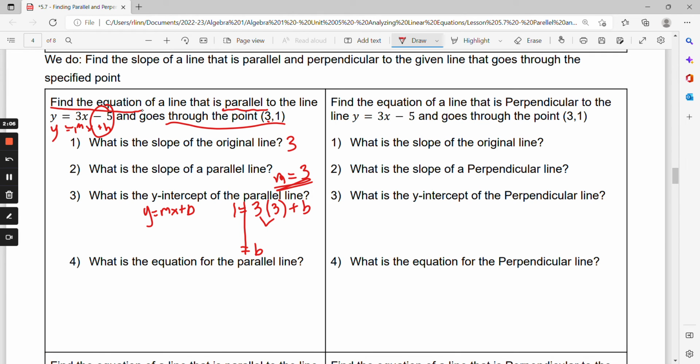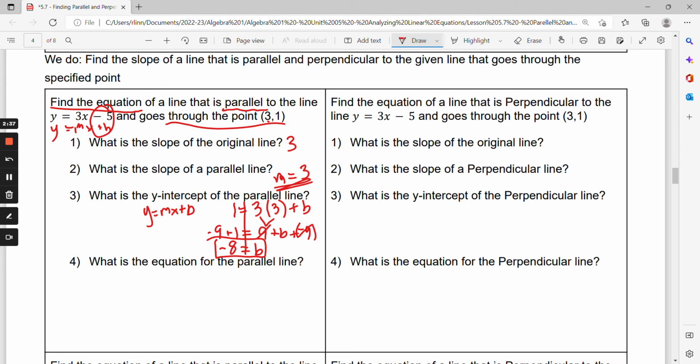Let's first simplify. 3 times 3 is 9. We have 9 plus b is equal to 1. Now we're going to isolate b by adding a -9. So we've got -9 plus 1. -9 plus 1 is -8. +9 and -9 are going to cancel out, which means b is equal to -8. So my y-intercept is -8.